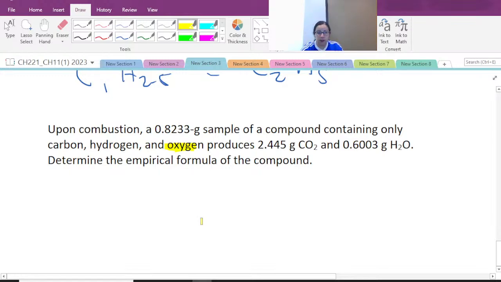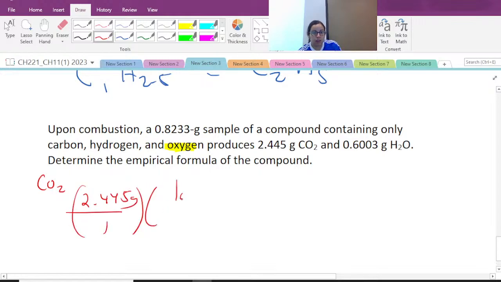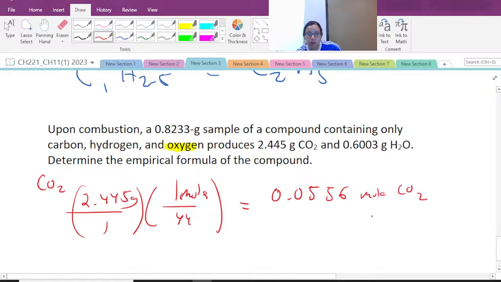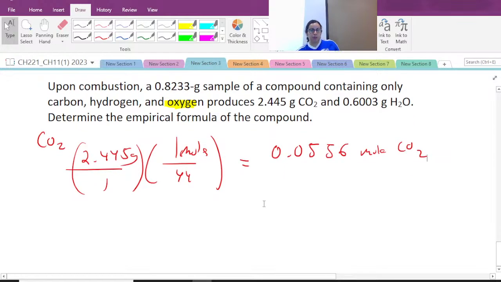So what do we do first? Walk me through it. You divide the grams of carbon dioxide by its molecular weight, which is 44. So that looks good. What do people get when we do this? I got 0.0556, and I did round. Oh, no, it's okay, excellent. So moles of CO2. Where do we go from here?